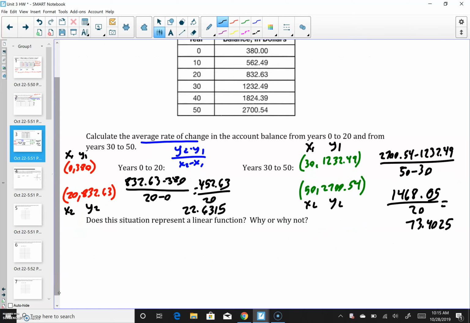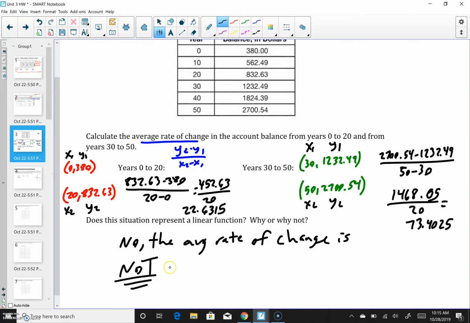So does this situation represent a linear function? And the answer is no. The average rate of change is not the same everywhere. All right, so again, if it's going to be linear, that means our average rate of change needs to be the same throughout the entire table.